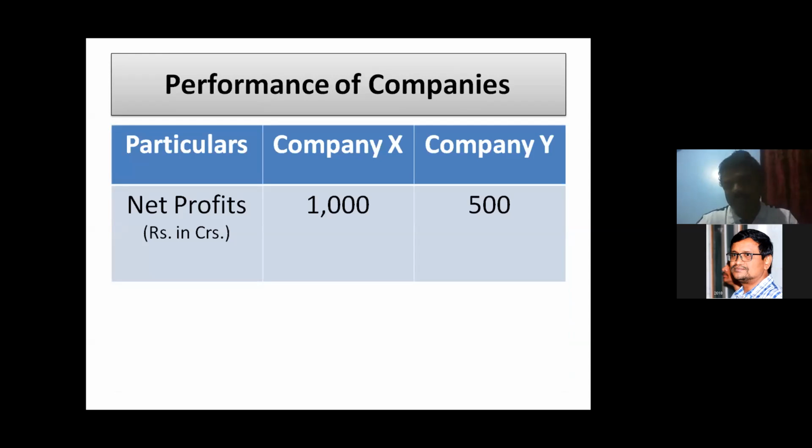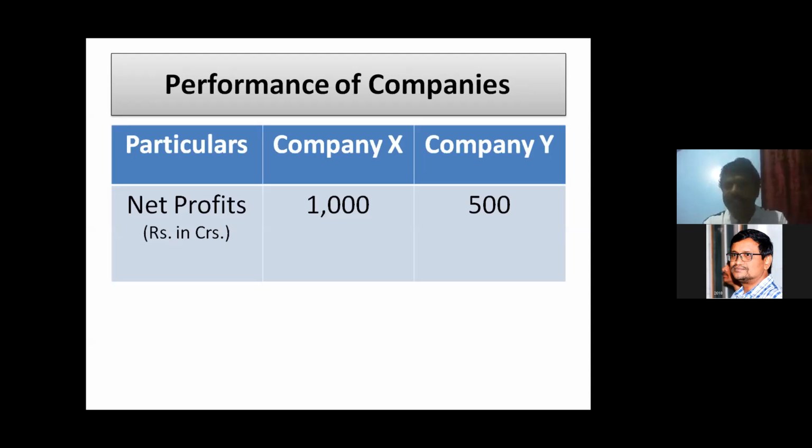Now we have a very small exercise here to understand the performance of companies. I have given a comparison of two companies over here, company X and company Y. In the particular column, I have given net profits, in rupees crores. Let's assume these two companies are identical in all respects, both in the same industry. If they are into IT, they are like TCS and Infosys. If they are into banking, they are like State Bank of India and HDFC. So both companies are identical in the sense they are in the same industry, comparable companies.